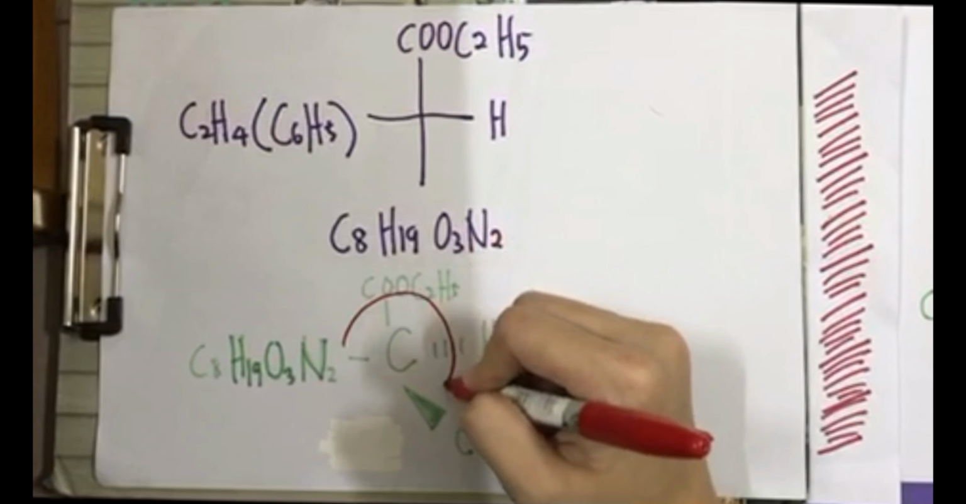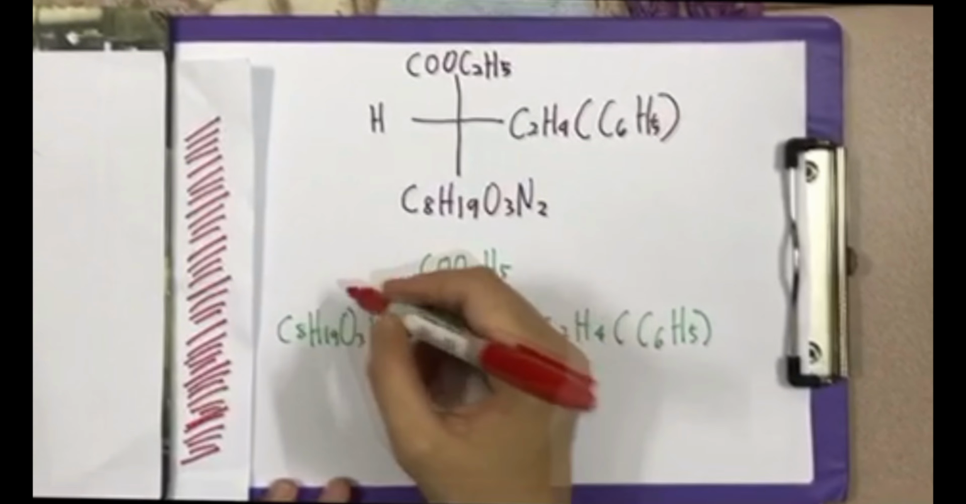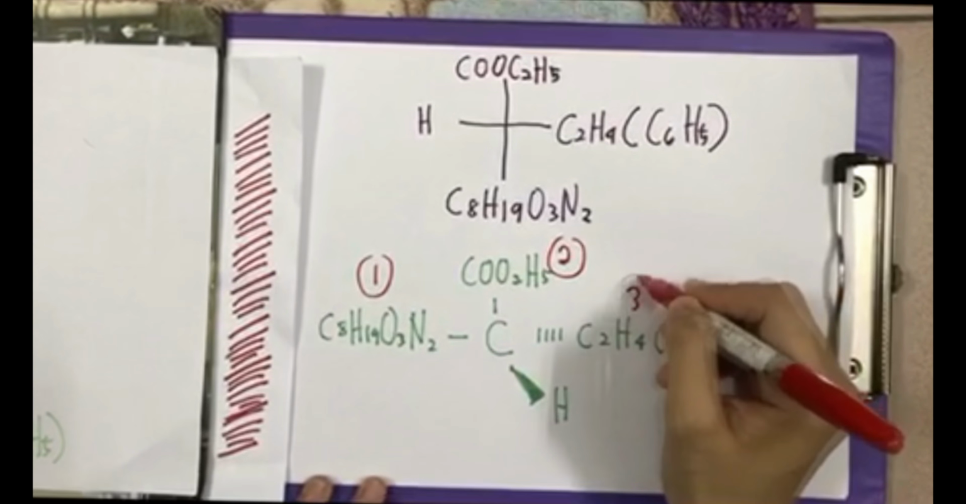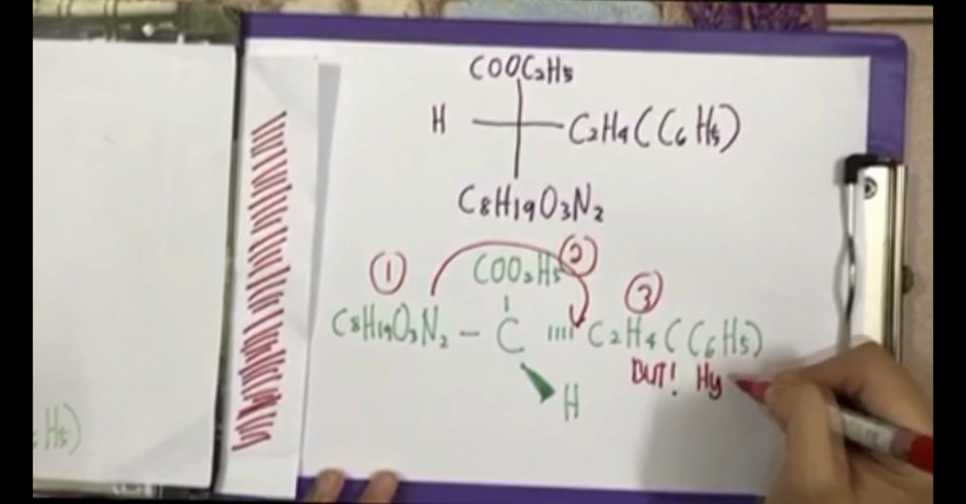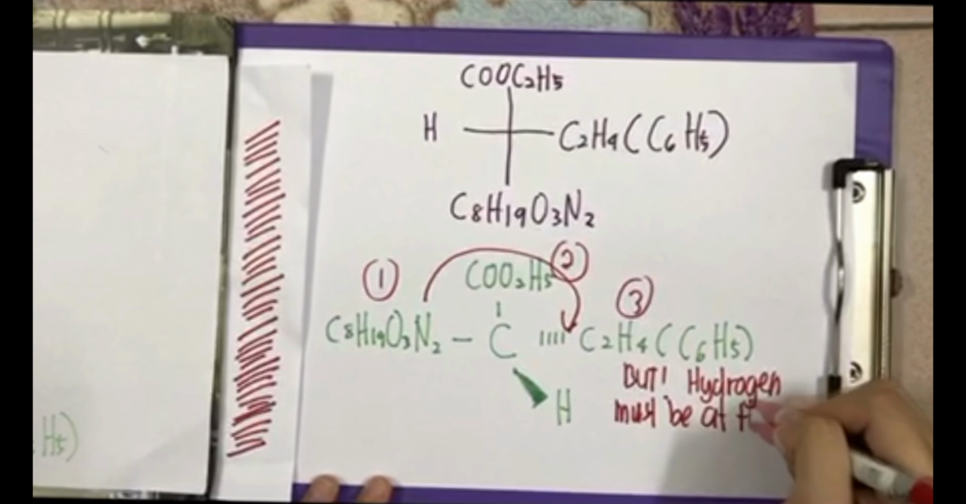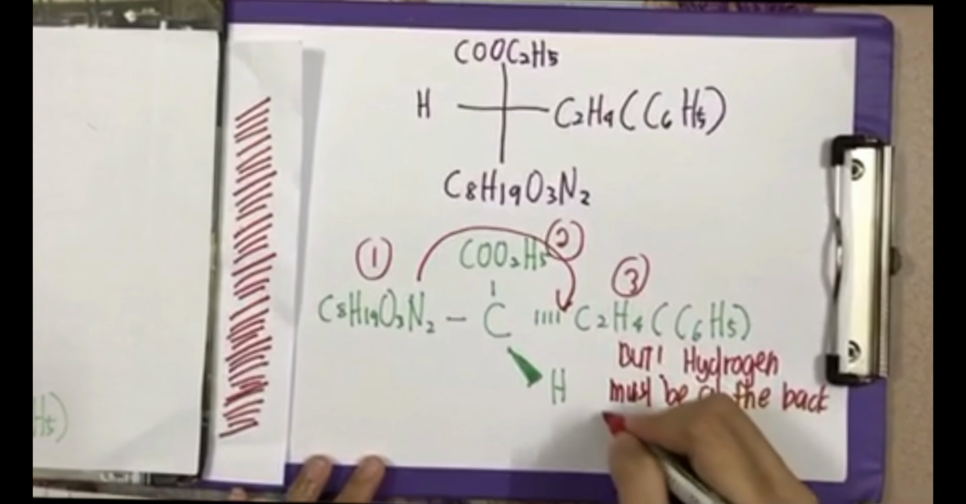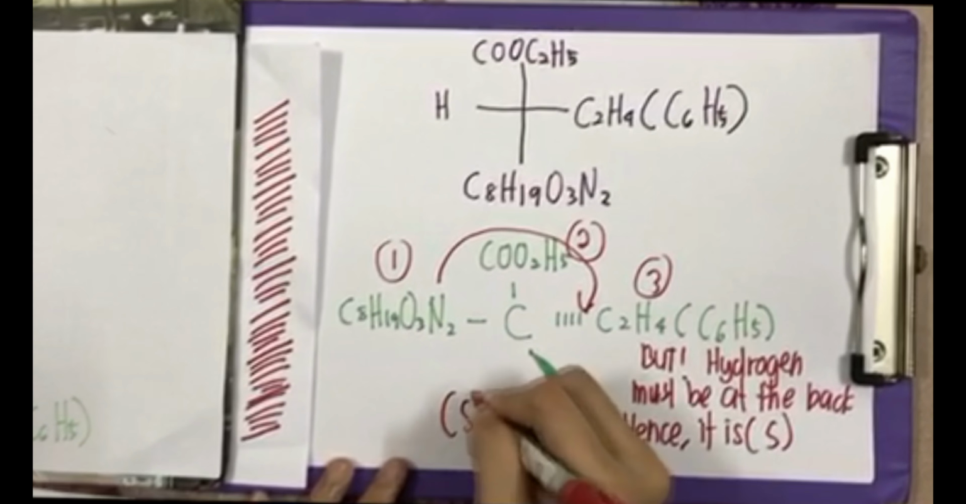Okay, this is clockwise rotation, indicated as R. Then 1, 2, 3. But it is indicated as R, but the hydrogen must be at the back. Hence, it is S, which is counterclockwise.